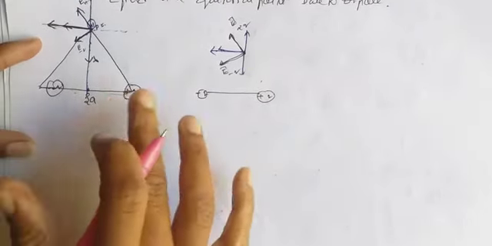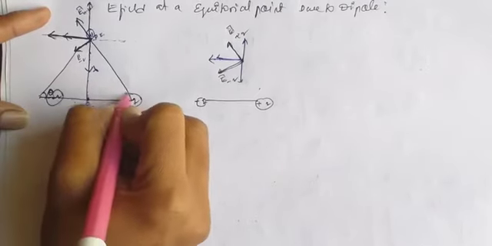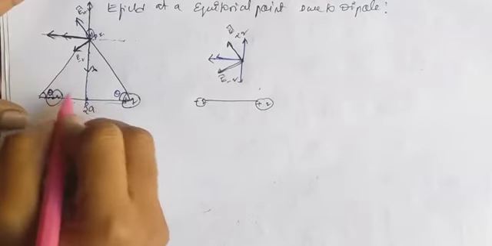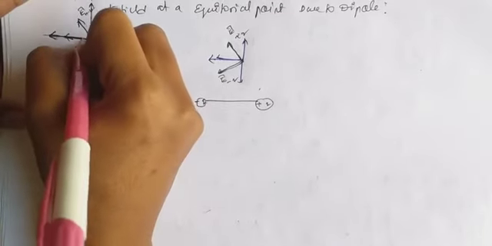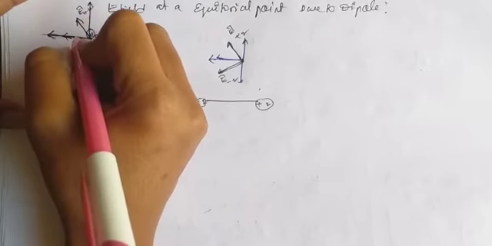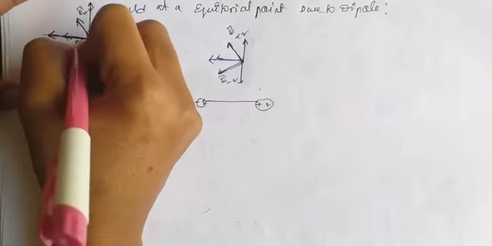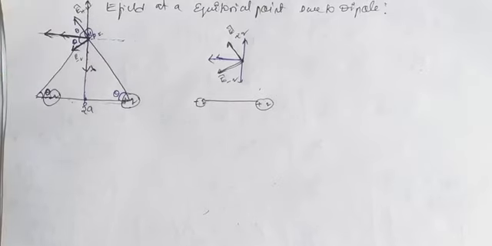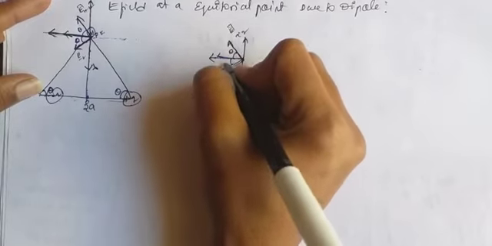As this is an equatorial point, here we are taking the angle theta, and here also we are getting the angle theta. Already we know that this alternate angle is also theta. This is a corresponding angle theta and the alternate angle is also theta. So that means here we are getting theta and here also we are getting theta.